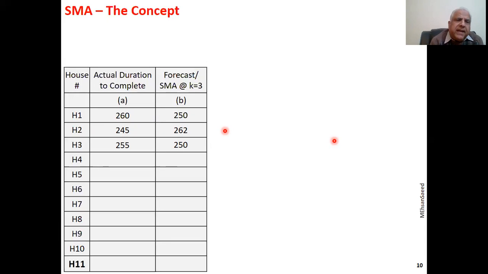We assume that the value of K is equal to 3. If the value of K is equal to 3, that means you require a minimum of 3 past actual values, and now we have achieved those 3 actual values. So we can use these 3 values to forecast the duration of house number 4. So what is the average of these 3? This is 253.3.